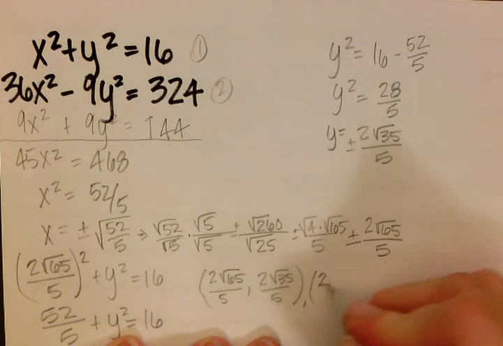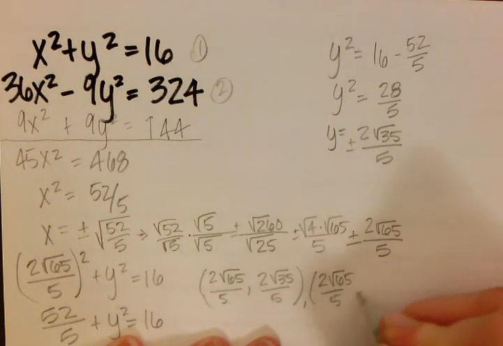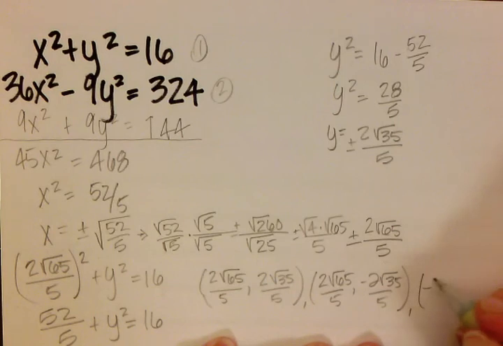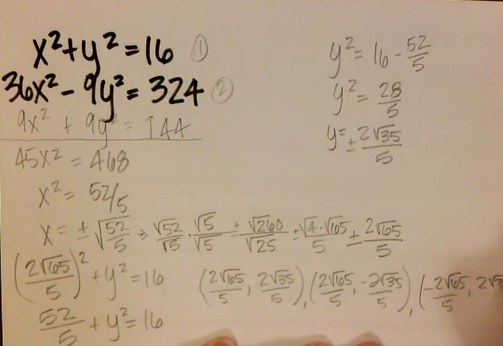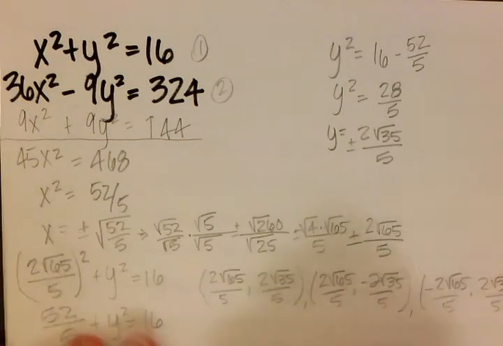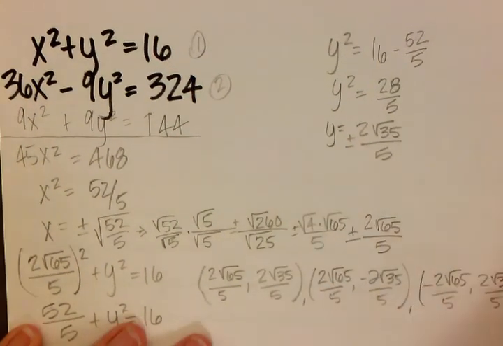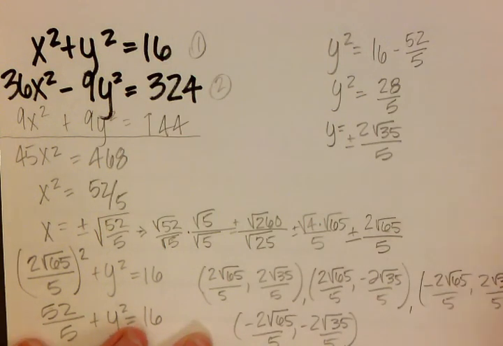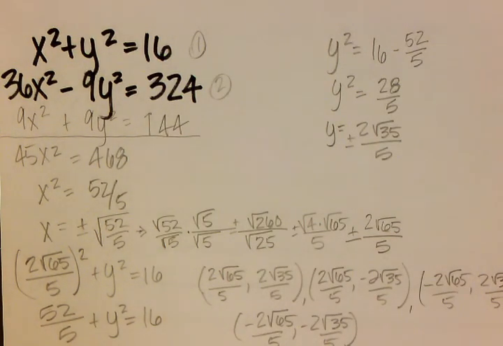Our second answer is 2 square root 65 over 5, negative 2 square root 35 over 5. Then our third answer is negative 2 square root 65 over 5 and 2 square root 35 over 5. And last but not least, we have negative 2 square root 65 over 5 and negative 2 square root 35 over 5. Those are all of our xy values and our xy answers, and that is the answer.